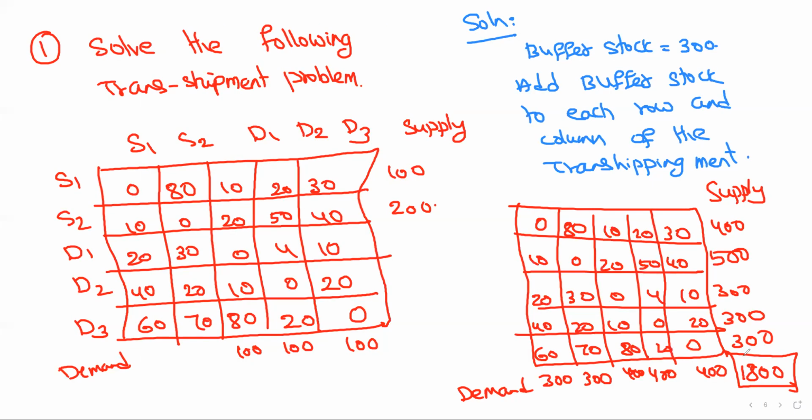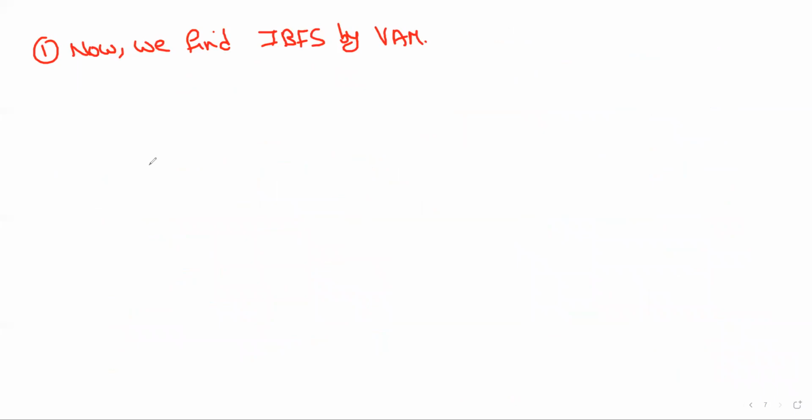Now we can consider this problem as a transportation problem. Once we added buffer stock, the transshipment problem is converted into a transportation problem. Now we find the initial basic variable by VAM. After finding VAM, step 2 is we have to go for the optimality test. Already you know how to do the optimality test: the MODI method or UV method.